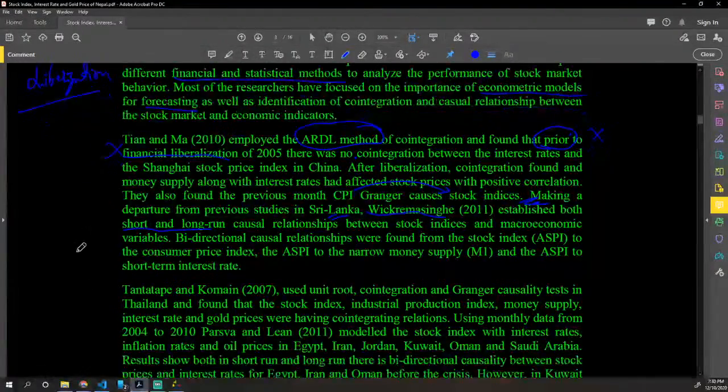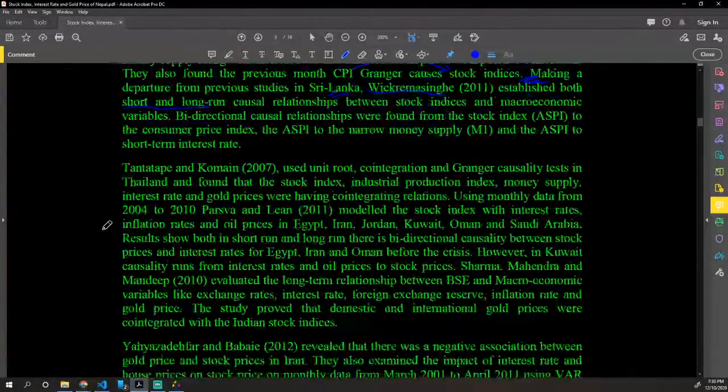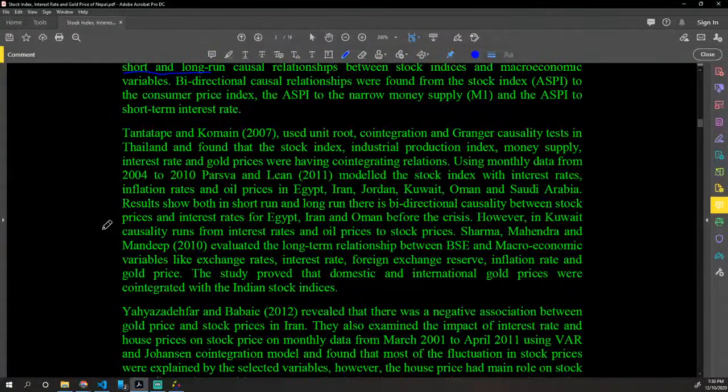Okay, and Tentative and Kobe in 2007 used unit root. So what did they use? Unit root, ADF.